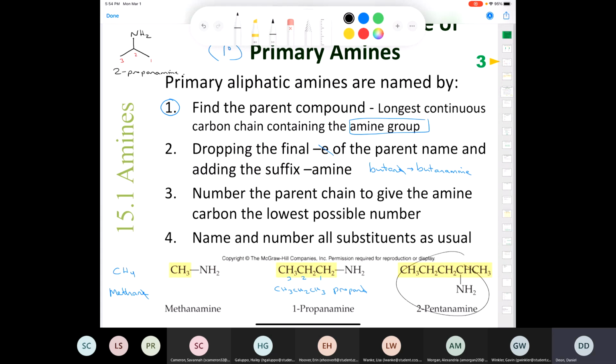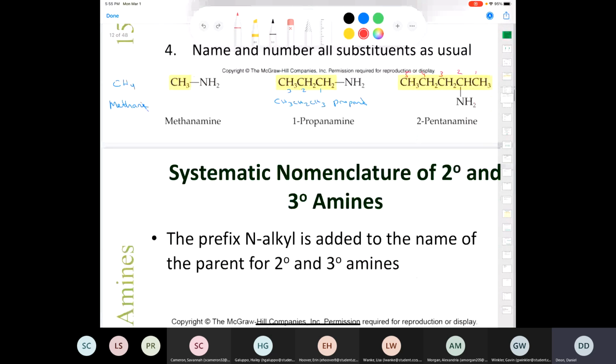All right, and lastly down here it says we have 2-pentanamine, and I think you probably get the idea. If you have pentane, you drop the E, it becomes pentanamine. And if you number this chain 1, 2, 3, 4, 5 in a way to give the carbon with the nitrogen the lowest possible number, it becomes 2-pentanamine. So that's naming primary amines.